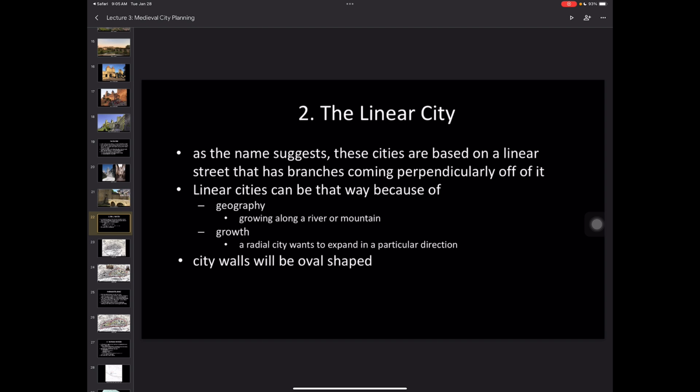The other reason it could become linear is because of growth, right? So assuming that Carcassonne or a small radial town wants to begin to grow, it's not gonna always do it uniformly in rings, right? It might just do it in a certain direction. And so then we have a new axis that we're forming, which creates another form of a linear city. And the walls for it are usually gonna be very oval shaped, right? A lot longer than Carcassonne is.